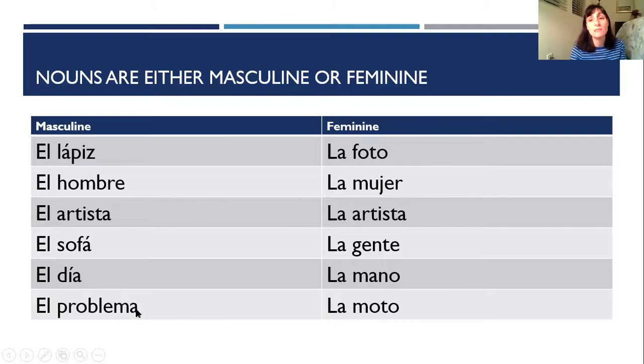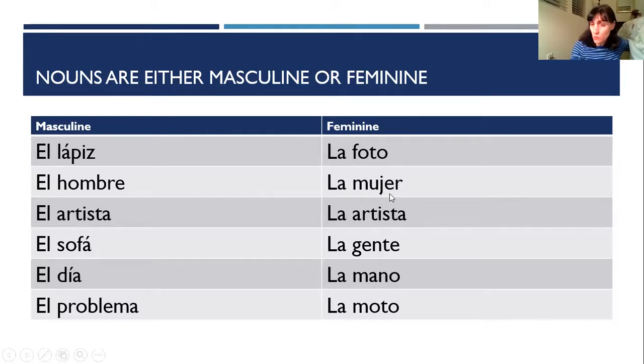It looks like it should be feminine, but it's not. El problema is masculine. So el lápiz is the pencil, el hombre is the man, el artista is the male artist, el sofá is the sofa, el día is the day, el problema is the problem. Feminine, here's one that ends in an O, but it's feminine. La foto, meaning photograph. But it's actually short for the word fotografía, which ends in an A. So that's kind of an abbreviation, but it's a feminine word.